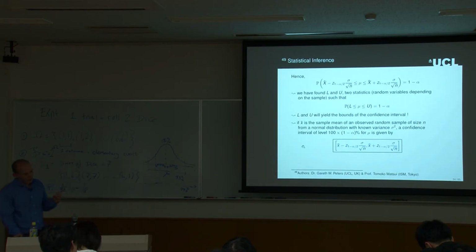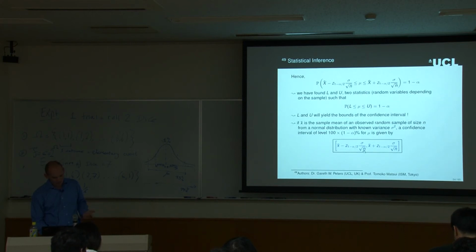So if x bar is the sample mean of an observed random sample of size n from a normal distribution with known variance, sigma squared, then the confidence interval is given exactly. This is the confidence interval. It's just as simple as calculating this. Plug in all, calculate from your data x bar. You have n, however many samples. So here we're assuming sigma is given, and z is calculated a couple of slides ago. Okay, so all just calculation, quite straightforward.